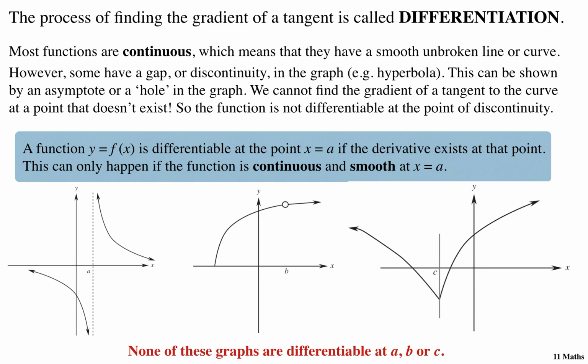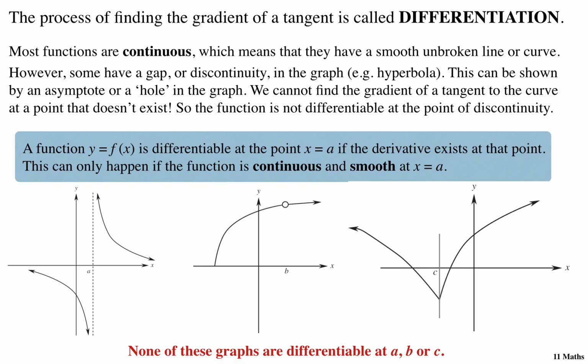Now, here we've got 3 different graphs. If we look at the first graph, it's not going to be able to be differentiated at A because the graph doesn't come in contact with x equals A. It's an asymptote. If you look at the second graph in the middle, we can't differentiate at the point B because there's a hole there, which means that the graph doesn't exist at point B. It's not continuous there. And if you go to graph C, the graph on the right-hand side, it's not able to be differentiated at that point. It's called a cusp because it's not smooth and continuous.